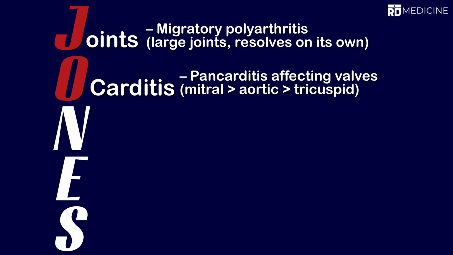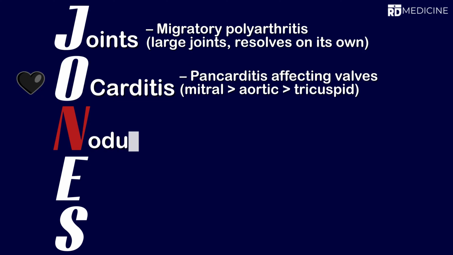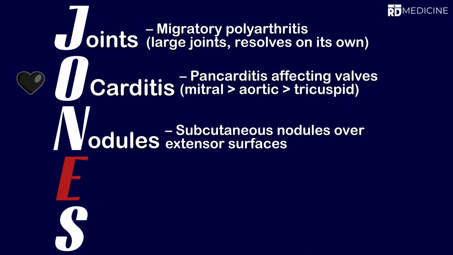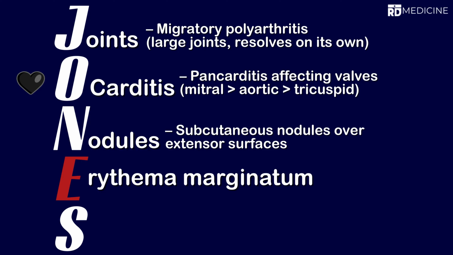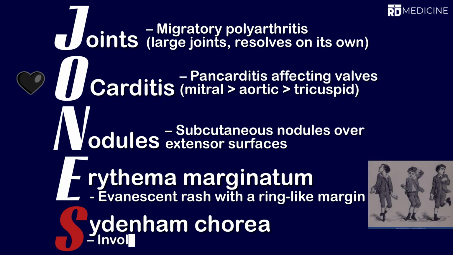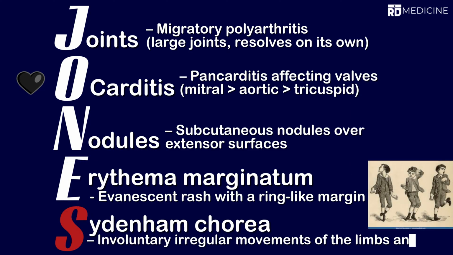So J, O, which is the heart, and N, Jones, N, nodules, subcutaneous nodules over extensor surfaces. E, would be erythema marginatum, which is an evanescent rash with a ring-like margin. S, Sydenham chorea, which is involuntary movement of the limbs and the face.